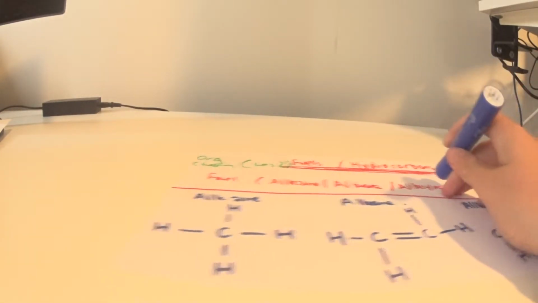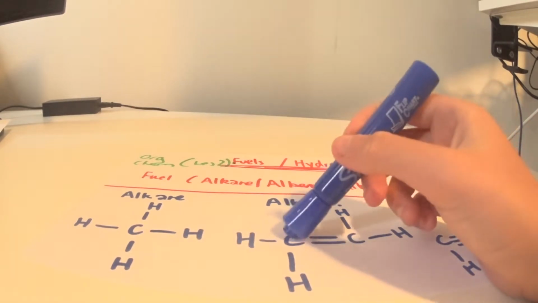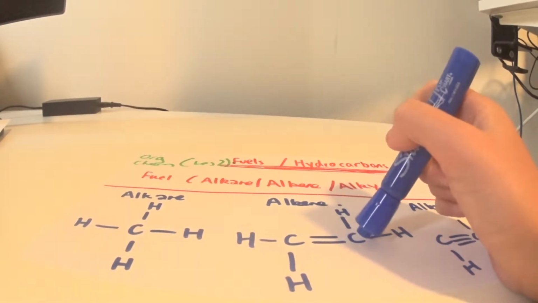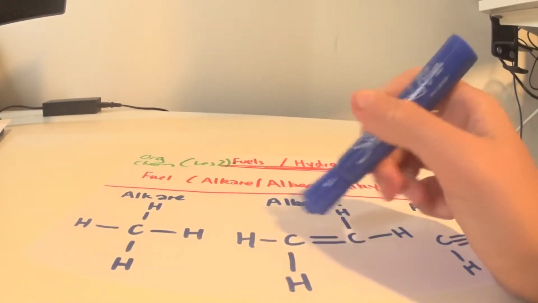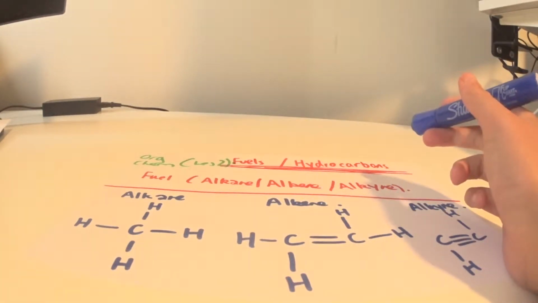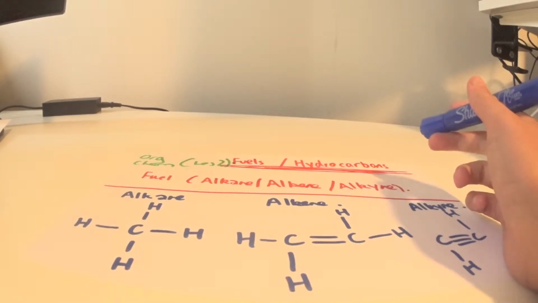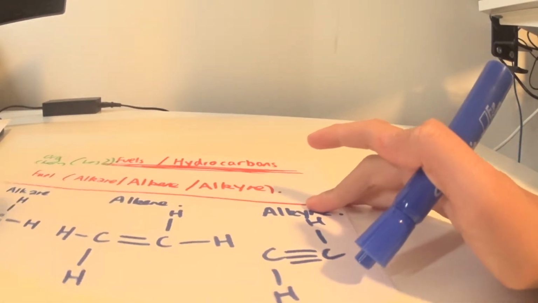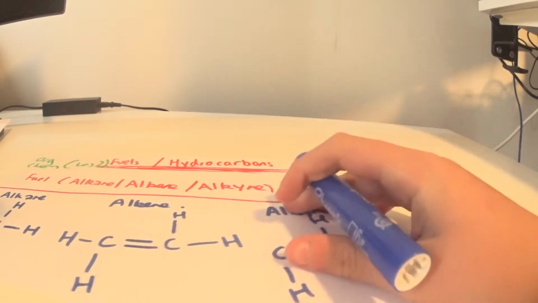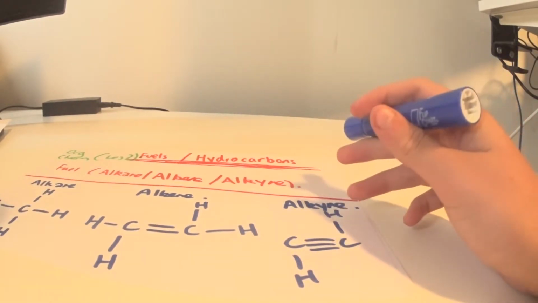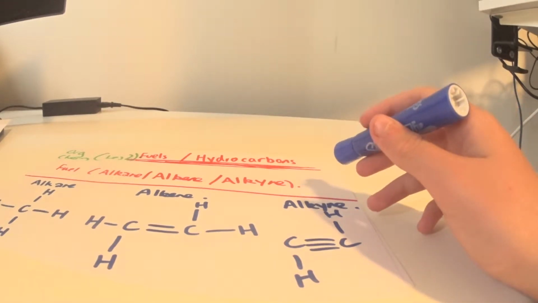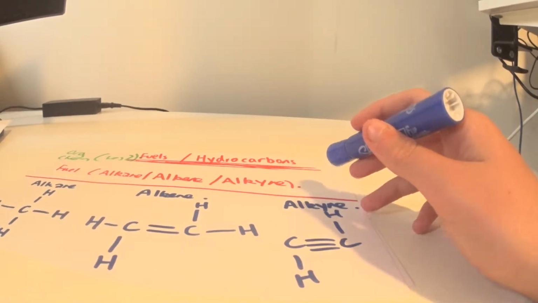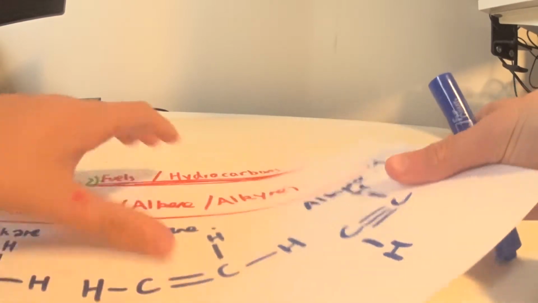Then we have an alkene, which is essentially this. So it's the carbon with the double bond, and then the hydrogens go around the double bond. Then we have an alkyne, which is the same thing, but with a triple bond this time. So that's an alkyne. This would be C2H2, which I forgot the name of. I think it would be ethyne. I don't know. But anyway, next page.